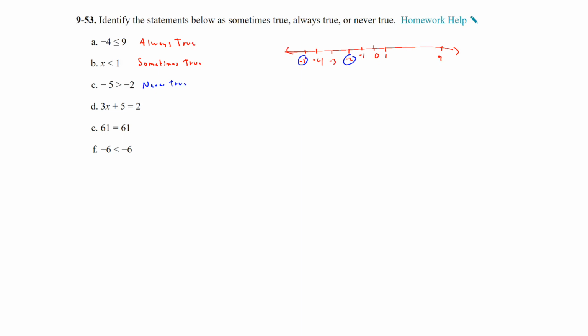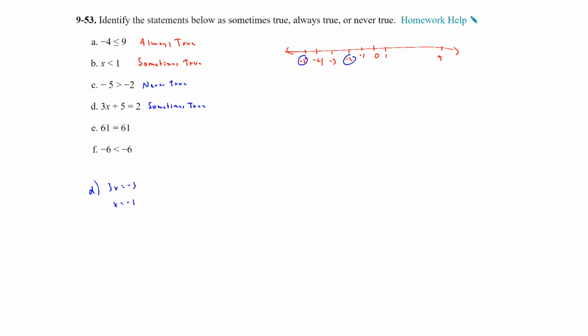D, we have 3x plus 5 equals 2. So you could solve D if you needed to by subtracting 5 and then dividing by 3. And so x is equal to -1. So it's true when x is equal to -1. It's not true when x is equal to any other number. So therefore this is sometimes true. Most of the time it's not true, but it's only true when x is -1.